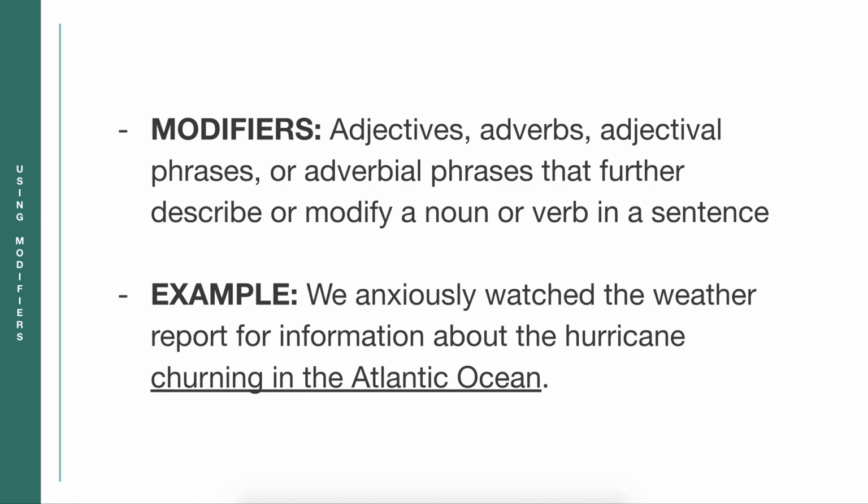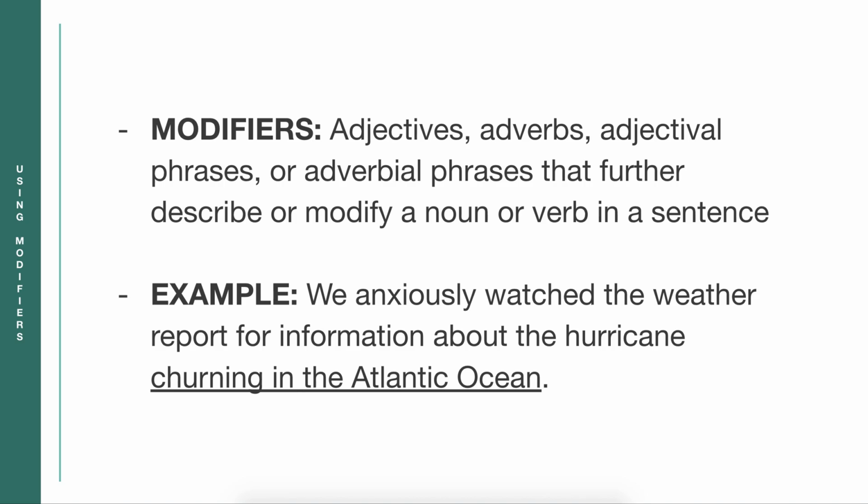Now the reason we call them modifiers is because they are descriptions that modify the way we think about a noun or a verb. That being said, the easiest way to think of them is simply a description. So we're going to call them modifiers today, but you can replace that word with the word description and you'll be just fine. Now in our example, you can see the sentence says, "We anxiously watched the weather report for information about the hurricane churning in the Atlantic Ocean."